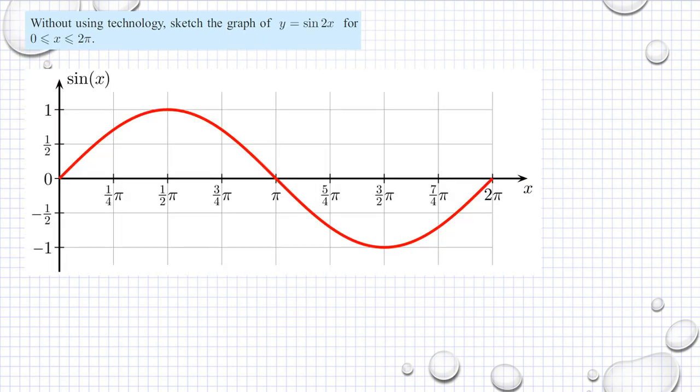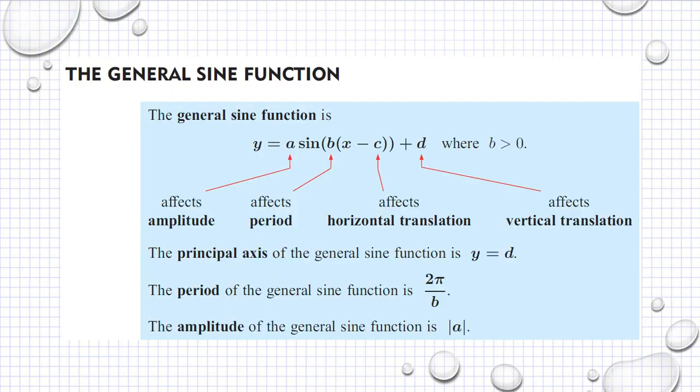Okay, let's take some more examples. Without using technology, once again, sketch a graph of y is equal to sine 2x. As I discussed in my previous video, we have b here, so it's the period we're talking about. Then we have 2 pi divided by b. We need to do that also.